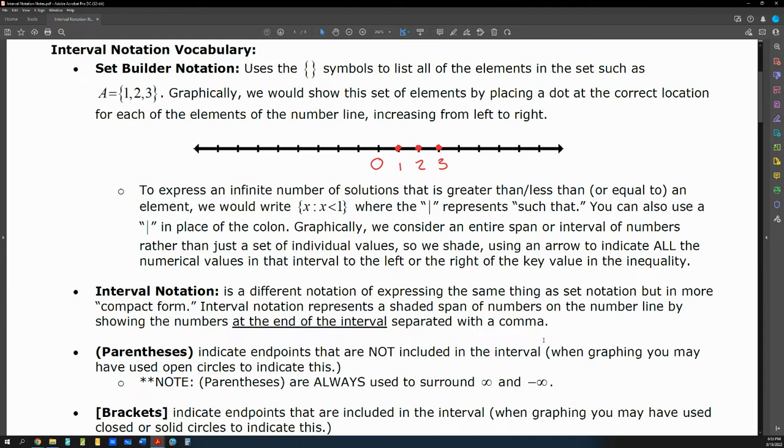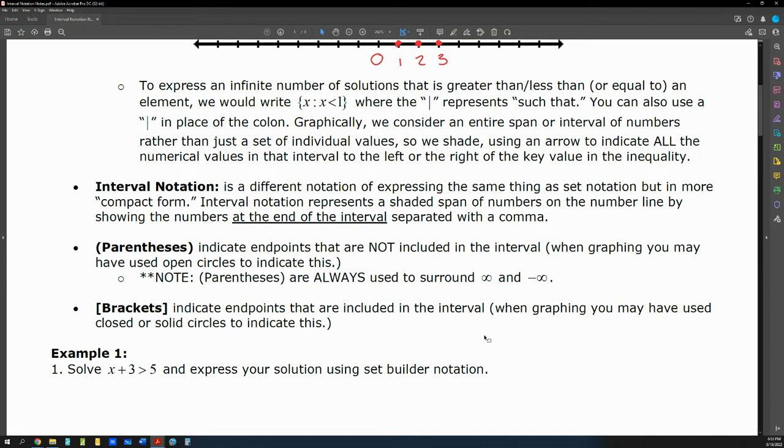Graphically, we consider the entire span or interval of numbers rather than just a set of individual values. So we shade. We use an arrow to indicate the direction and indicate all of the numerical values in that interval to the left or to the right in the positive or the negative direction of that key value. What we're learning today is called interval notation, which is just another way of expressing a set. Okay, but we're going to express it in, I think, a more concise or more compact form.